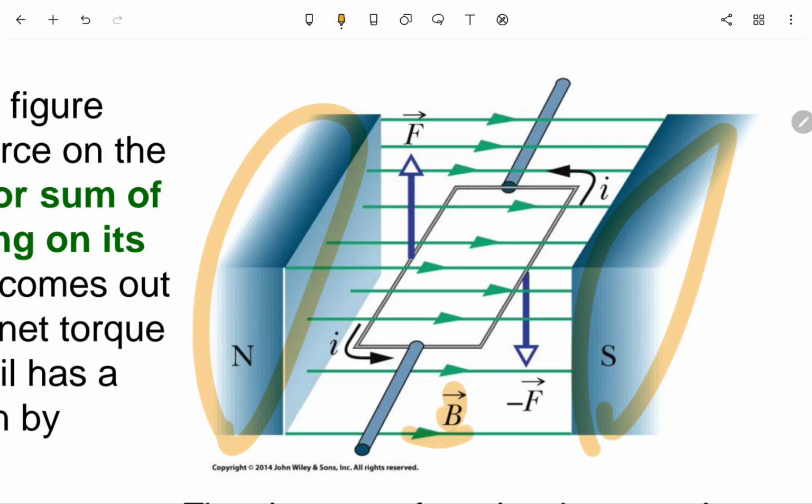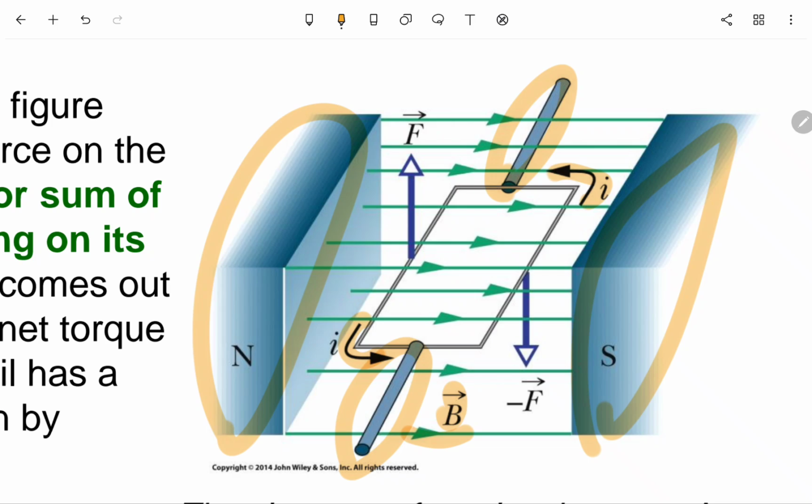So here we try to fix a coil here, so it cannot move, but it can rotate. If we provide a current like this, in this case it is counterclockwise.